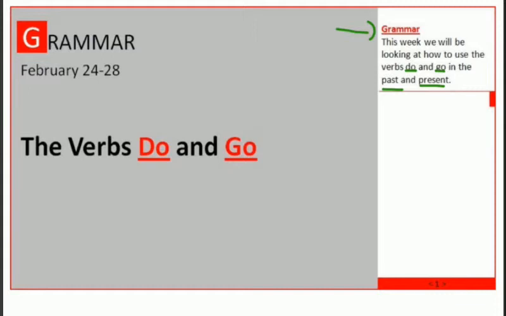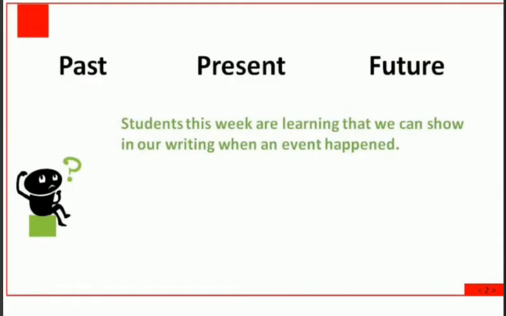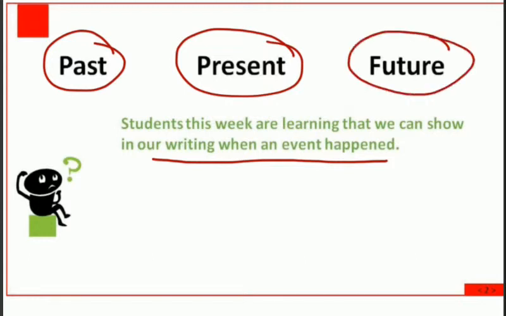Well, the first thing is that students need to remember that a verb shows an action. So a verb is an action word. And our action words or our verbs this week are do and go. Well, the students this week are learning that we can show in our writing when an event happened. We can show that an event happened in the past, or we can show that an event happened in the present, and we can even show that an event will happen in the future. And we know that by the way we write the verb.